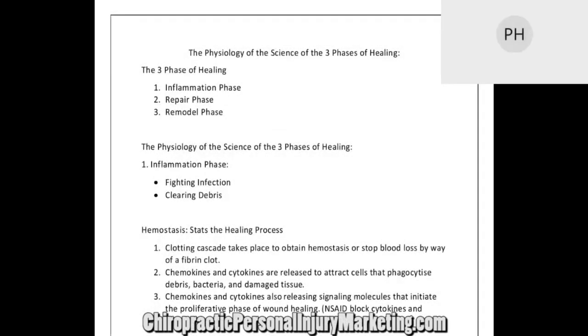So again, we're talking about the 3 phases of healing: the inflammation, repair, and remodel phase. Let's go into some of these main points here. The physiology of the science of the 3 phases of healing. So we're looking at the inflammation phase. What are we typically trying to do, and what's the body trying to do in the inflammation phase? This is where it's trying to fight infection and clear debris, okay?